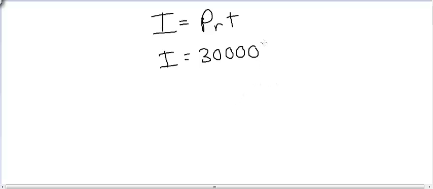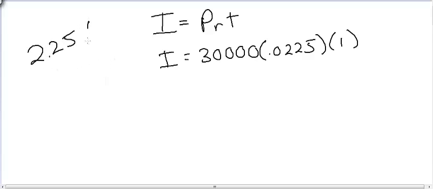Now, anytime we put in a rate, we want to make sure it's written as a decimal, not a percentage. So I would not put in 2.25 in here. I'd put in 0.0225, then times 1 year. And the reason is 2.25%, I need to change to a decimal, which means dividing by 100. And the effect of that is moving the decimal point twice to the left, which means I need a space filler, which I put my 0. So 0.0225.